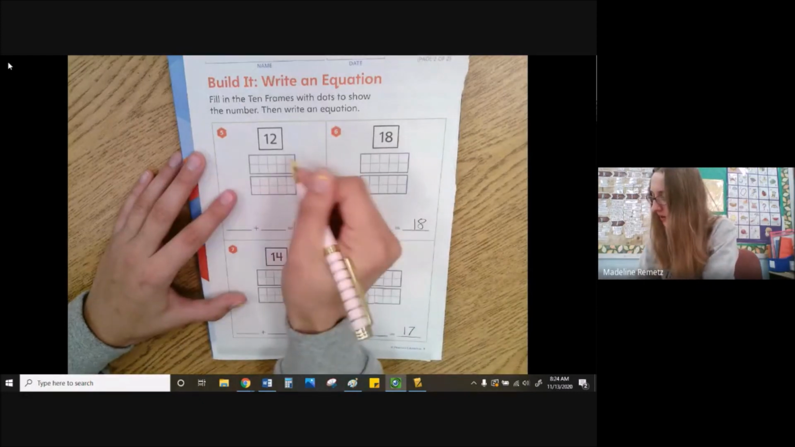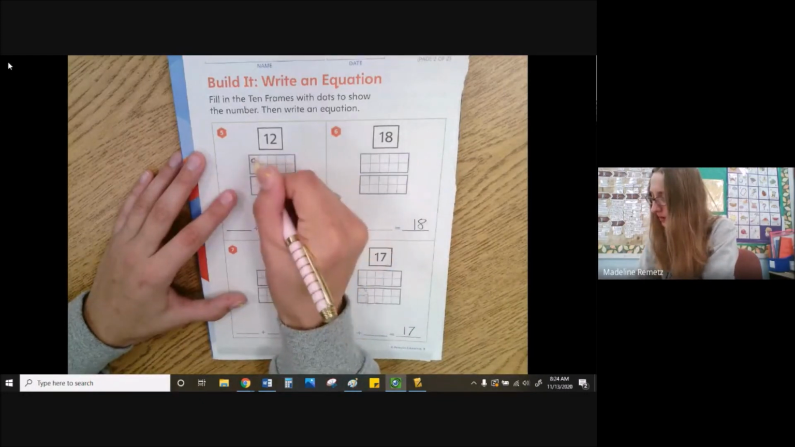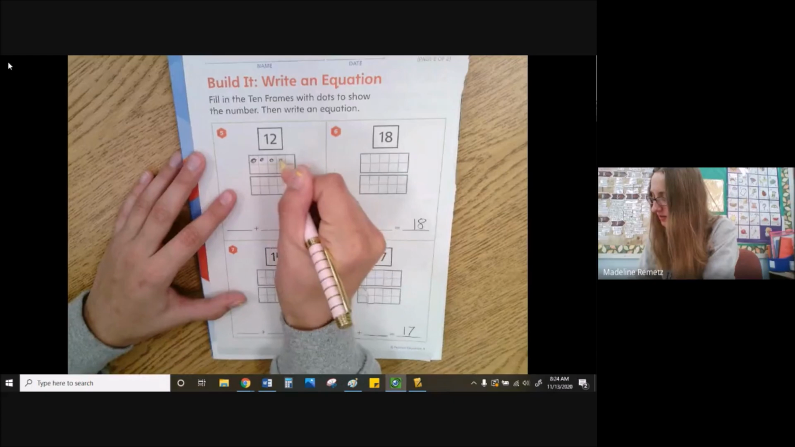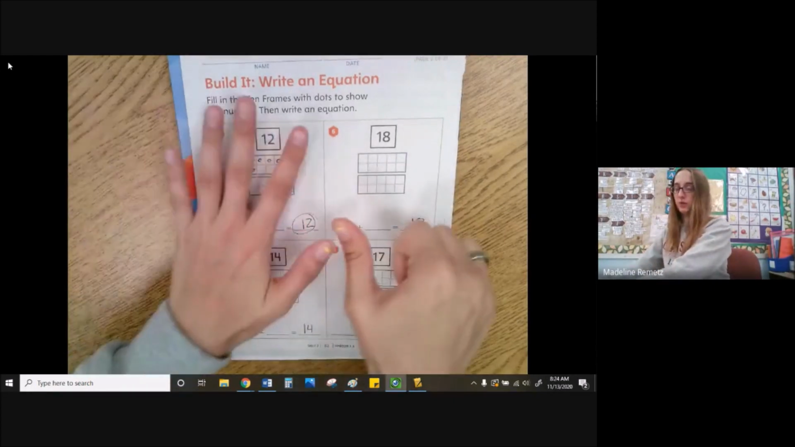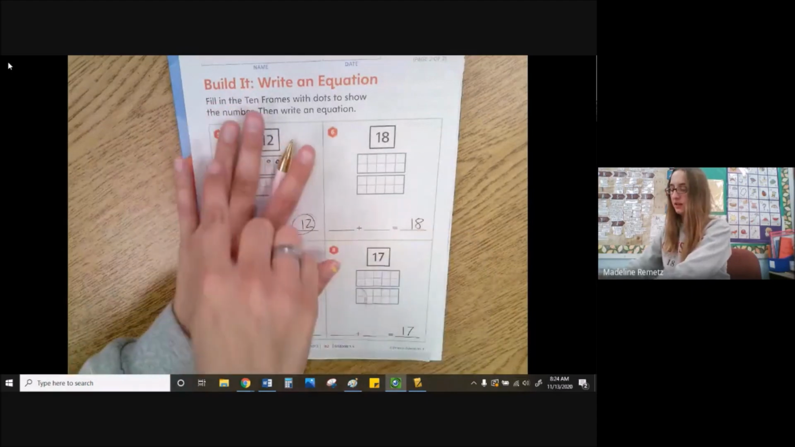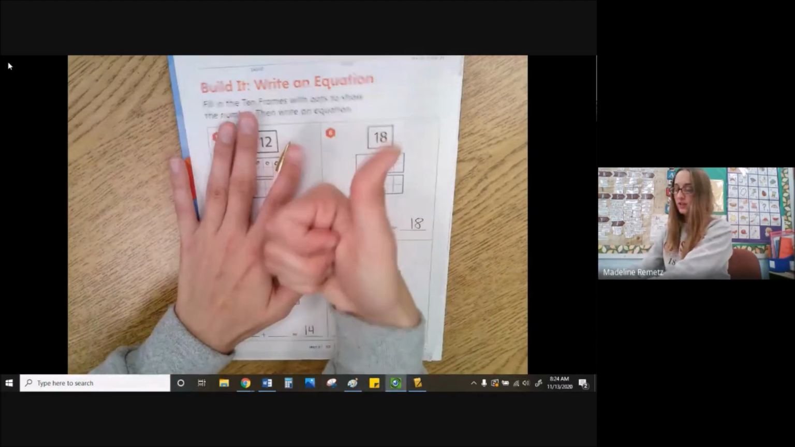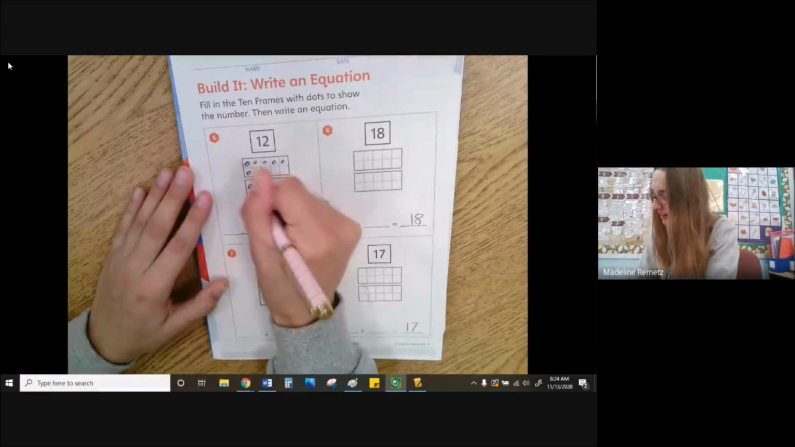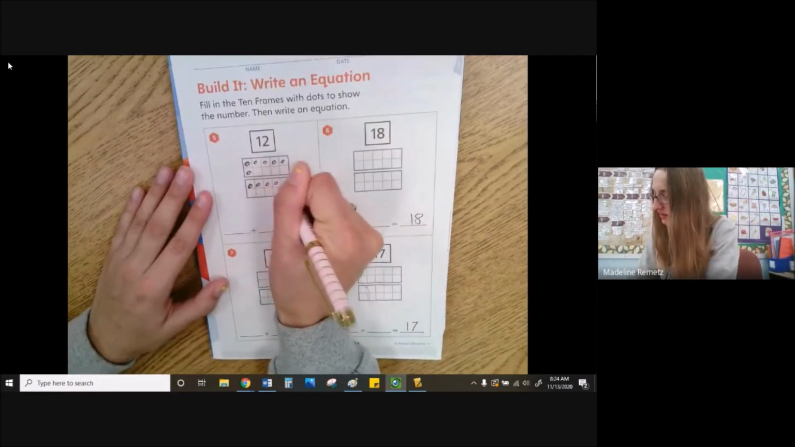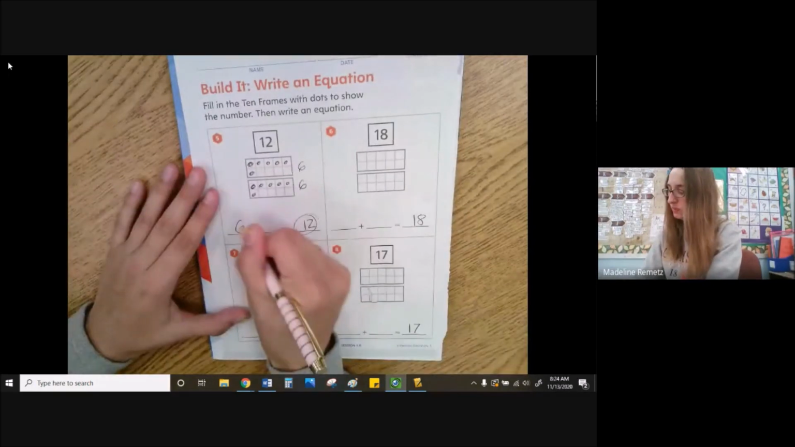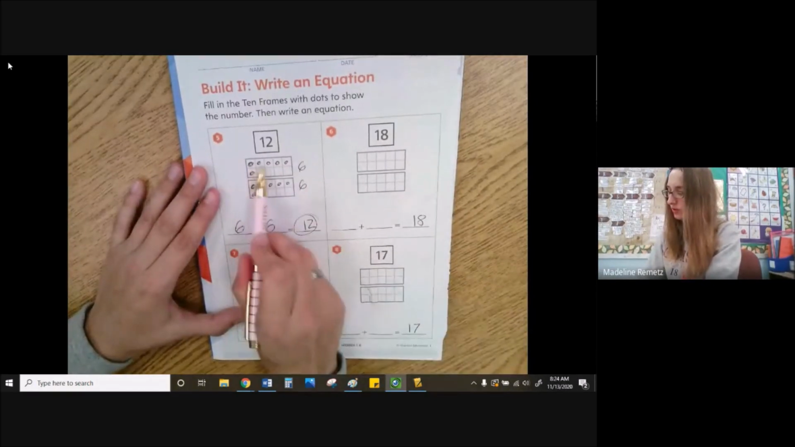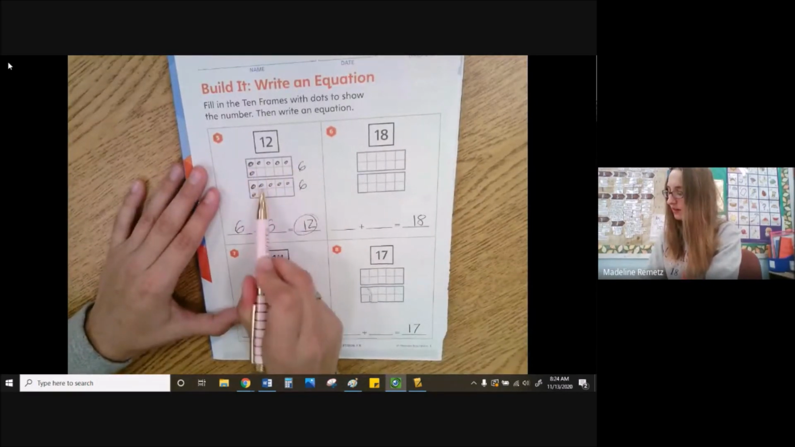So I know that half of 12 is 6. If I start at 6, I just need to count 6 more to get to 12. 6, 7, 8, 9, 10, 11, 12. So I thought it'd be cool to do a doubles fact. See, look. So I have a 6 and a 6. 6 plus 6 equals 1, 2, 3, 4, 5, 6, 7, 8, 9, 10, 11, 12.